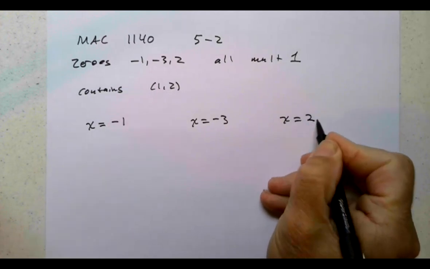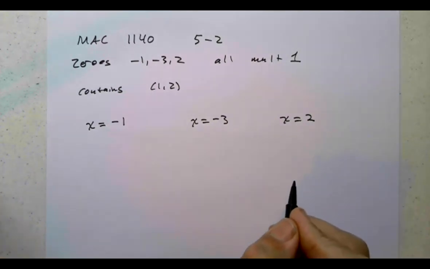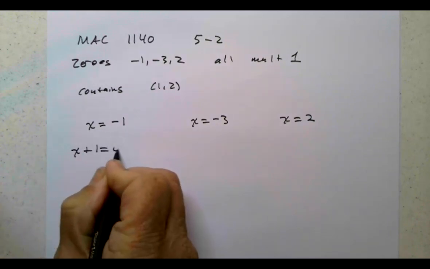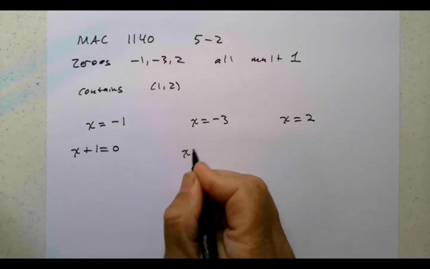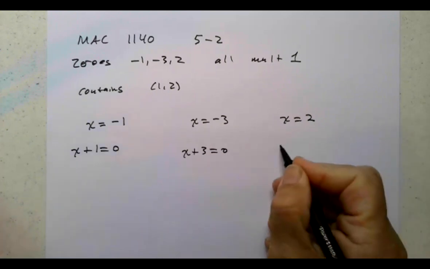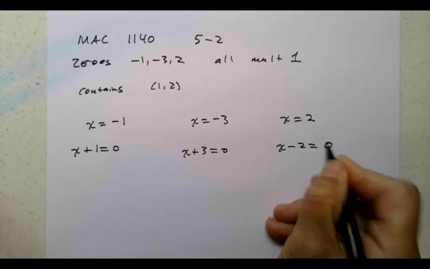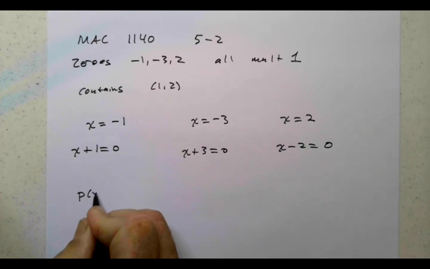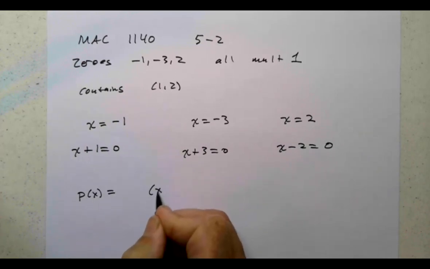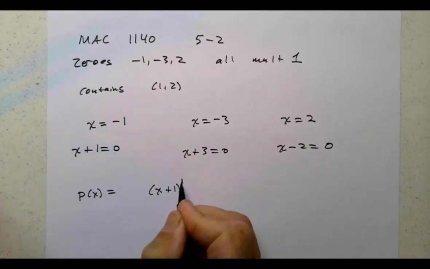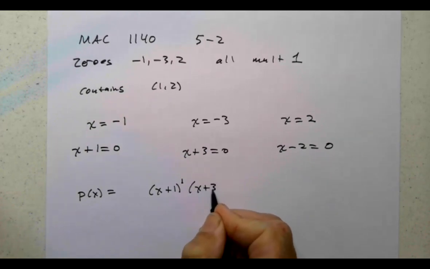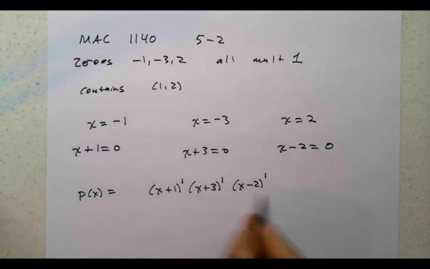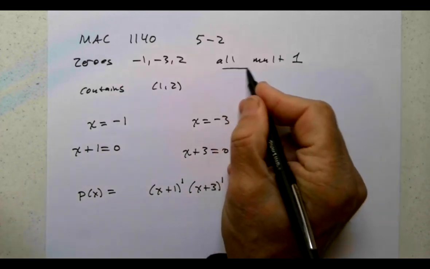Now, how do I use that? How do I convert that into a polynomial? Well, if x equals -1, that means x plus 1 is 0. If x equals -3, that means x plus 3 is 0. If x equals 2, that means x minus 2 is 0. Now, they're all multiplicity 1, so my polynomial p of x will have (x plus 1) to the first power, (x plus 3) to the first power, (x minus 2) to the first power. Why the first power? Because all multiplicity 1.